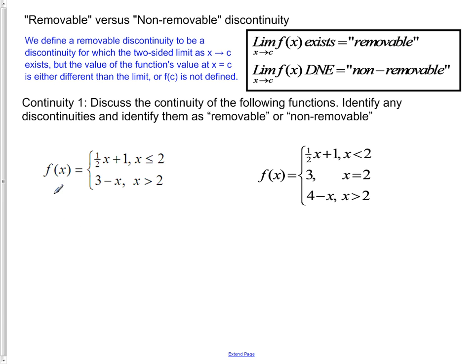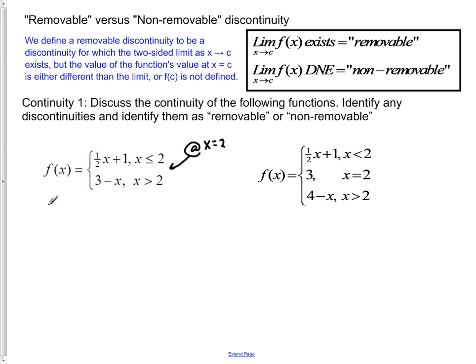Here's our first function, f of x. In this function, we have f of x equal to 1 half x plus 1 when x is less than or equal to 2, and f of x equal to 3 minus x when x is greater than 2. So we're going to have to discuss removable or non-removable discontinuity at x equals 2. Do we have continuity, and is it a removable or non-removable discontinuity at that point?